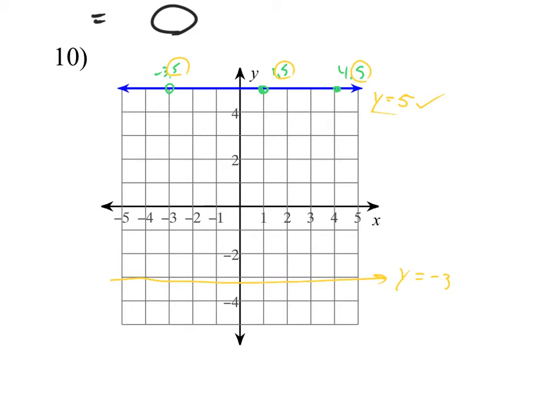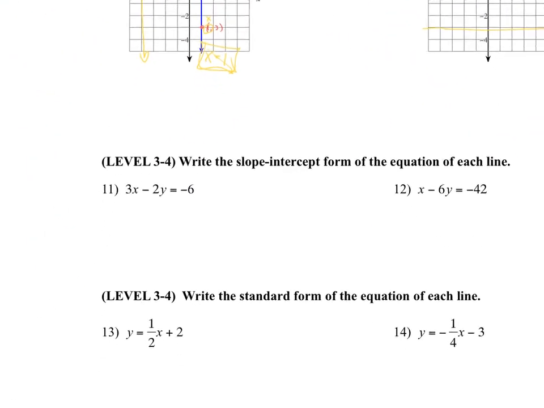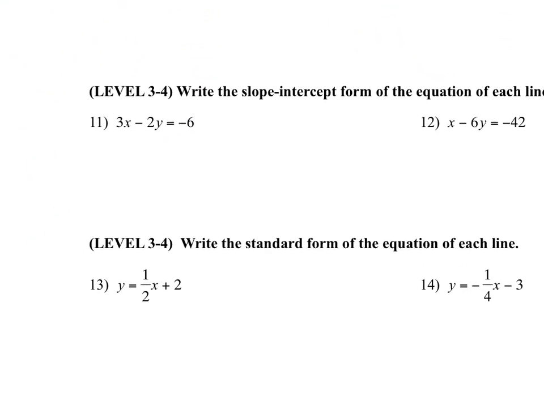Just as another example, if you wanted to write this out in full, it would look like y equals 0x plus 5, because the slope is 0. It doesn't rise, but it runs, right? So 0x. This is the best answer, though. All right. Write the slope-intercept form of these lines.